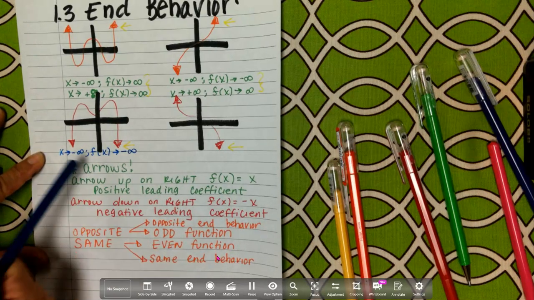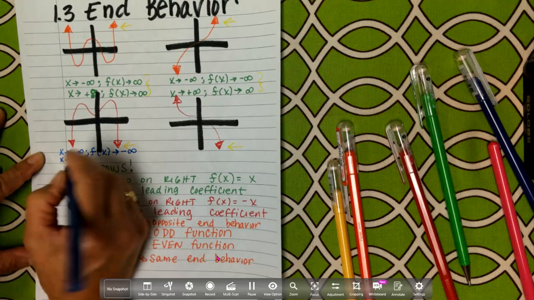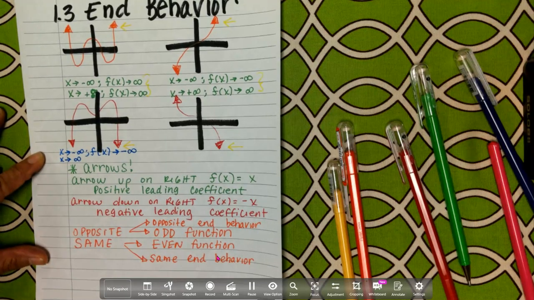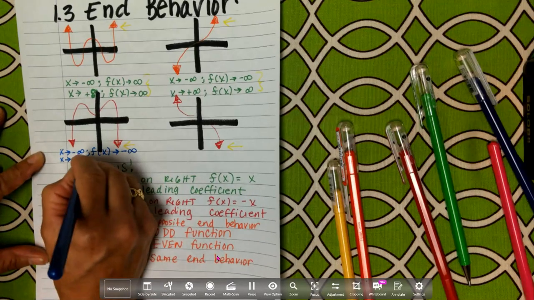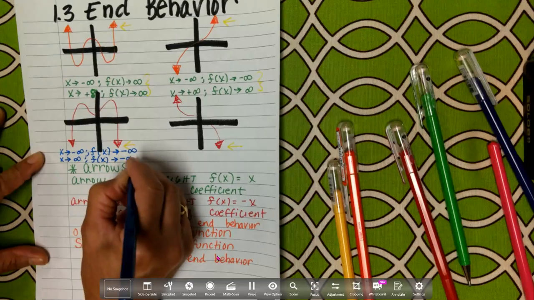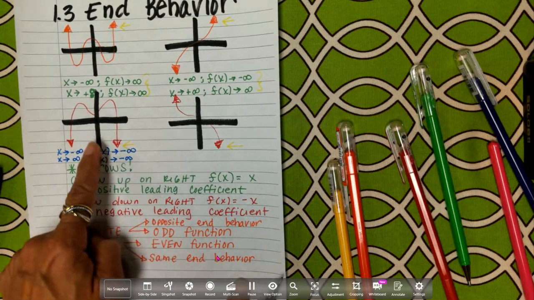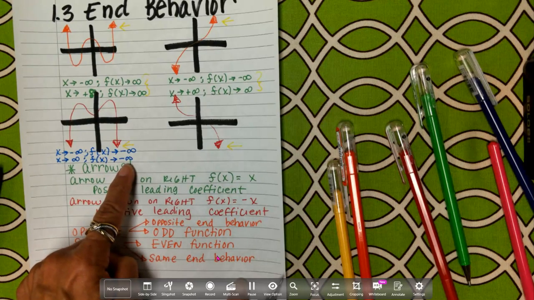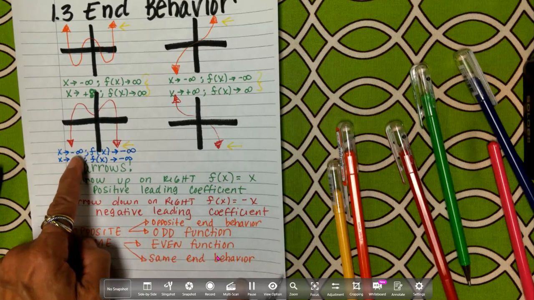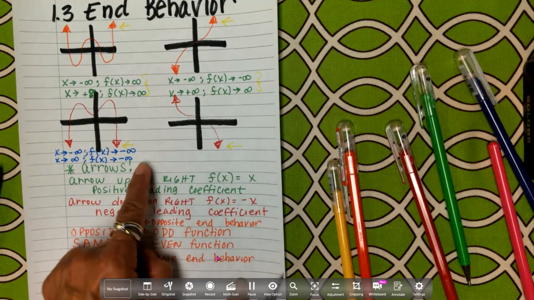However, on the right side, if my inputs get larger over here, my outputs are still getting smaller. See how they have this same end behavior for the outputs. No matter if the inputs are getting larger or smaller, the outputs are always getting smaller.